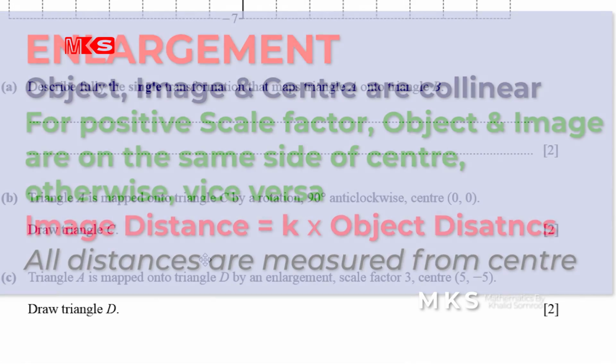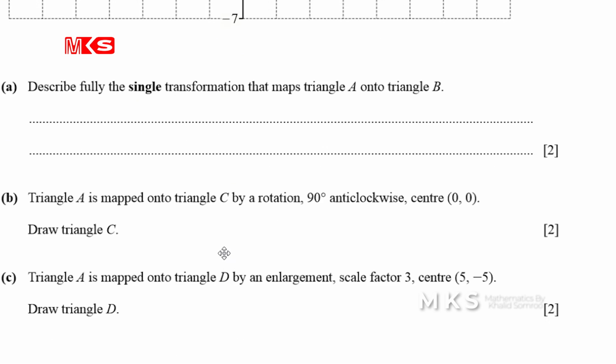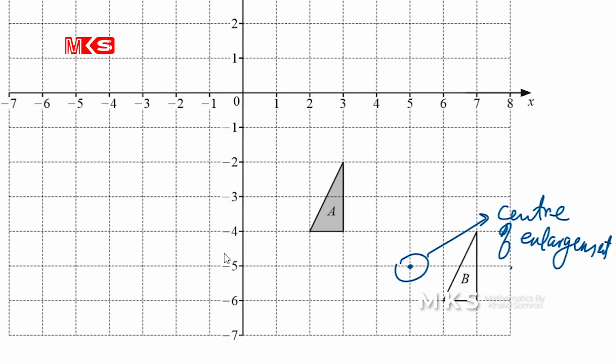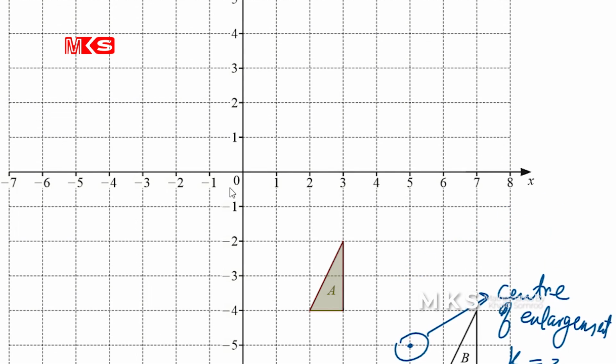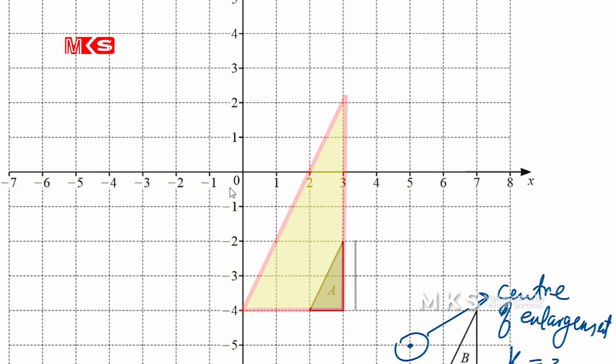Center (5, -5), scale factor 3, object is A. Let's locate the center. This is the center of enlargement. Scale factor is 3. The image will be similar to A. Each side will be 3 times the corresponding side of A. That will be a right angle triangle of the same shape. The vertical right side is 2 units. The image of this side will be 6 units.